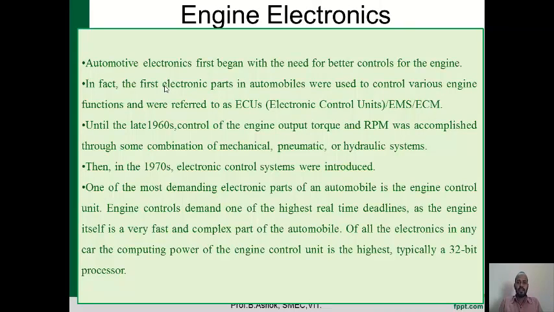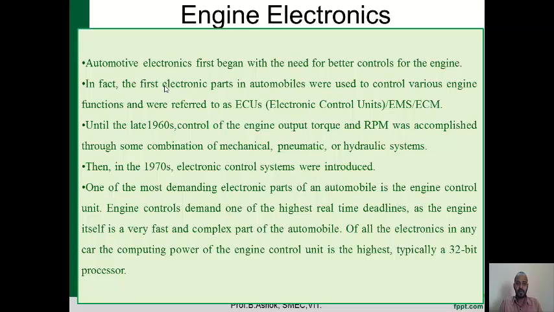And I will give you a slight introduction about the engine electronics. Automotive electronics first began with the need of better controls for the engine. If you see the normal mechanical carburetor system in case of an SI engine, or a mechanical fuel injection system in case of a CI engine, it might not be able to provide the real-time operating conditions, and it might not be able to give a better output as expected from an electronic control. So automotive electronics was very first introduced in the engine control.